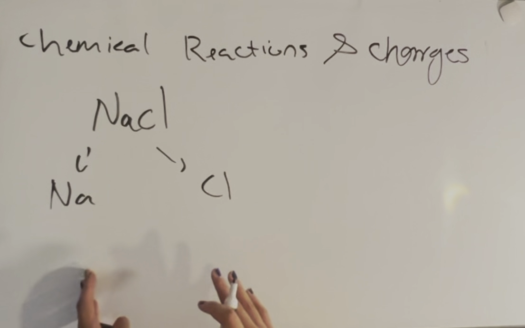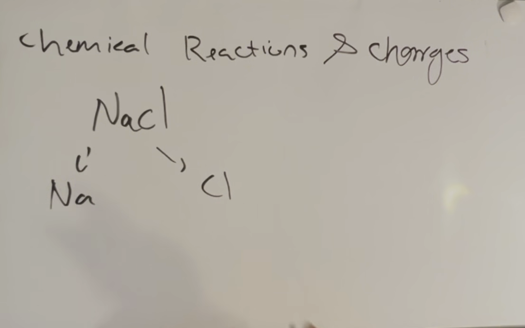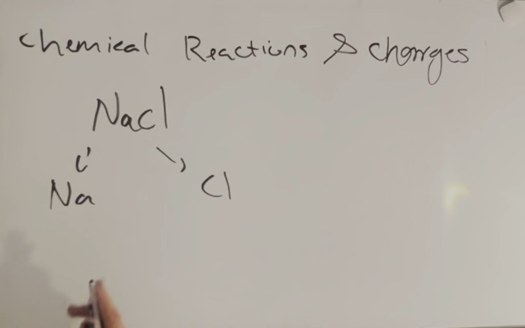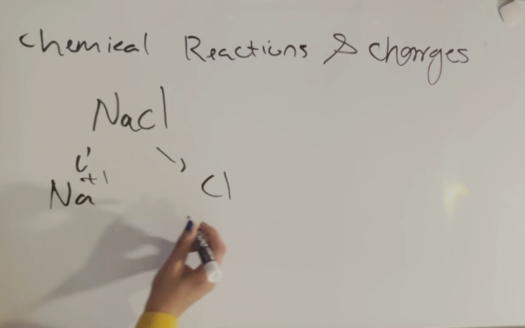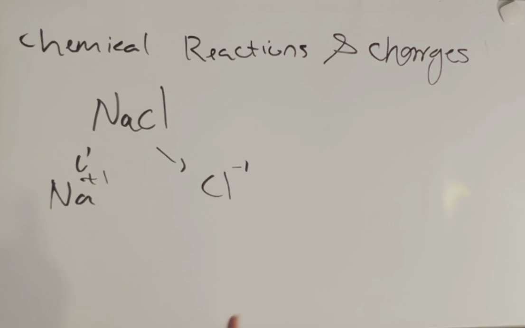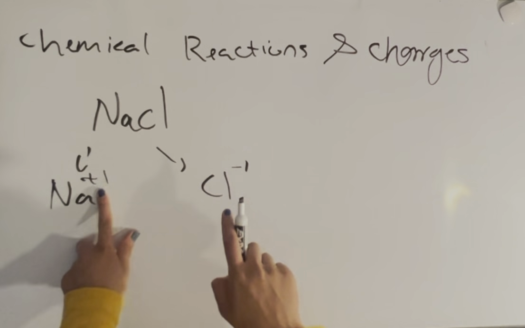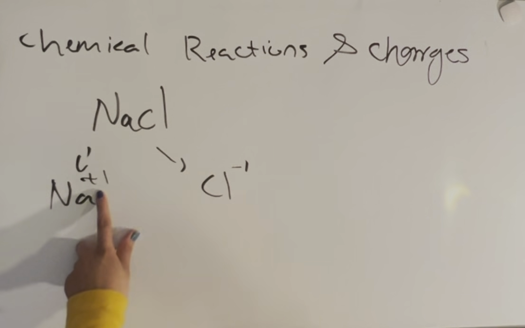because these two atoms are going to react with each other, the only thing that is going to change is the number of electrons. It happens because of a rule called the octet rule, and I'm going to make a video about it later. But all you need to know for this example is that the charge of sodium will become positive one and the charge of chlorine will become negative one.